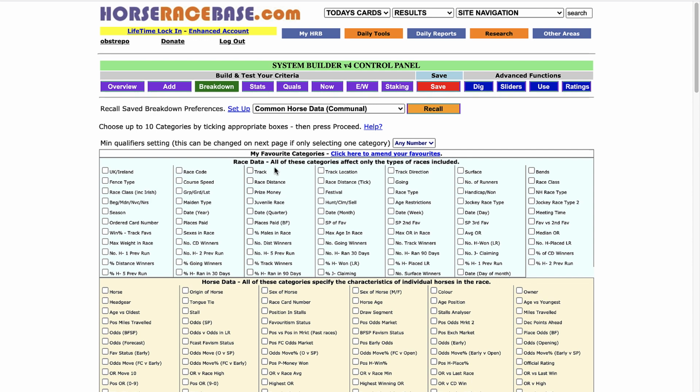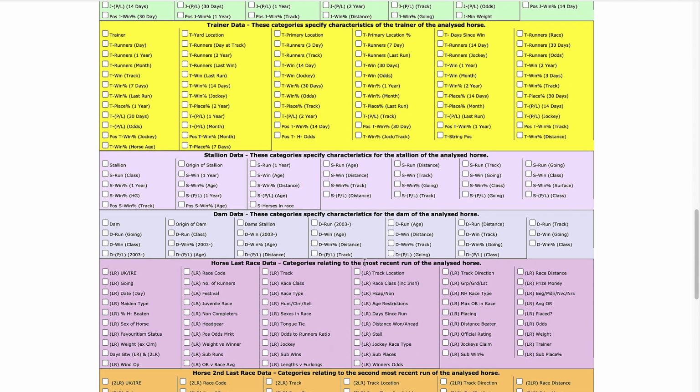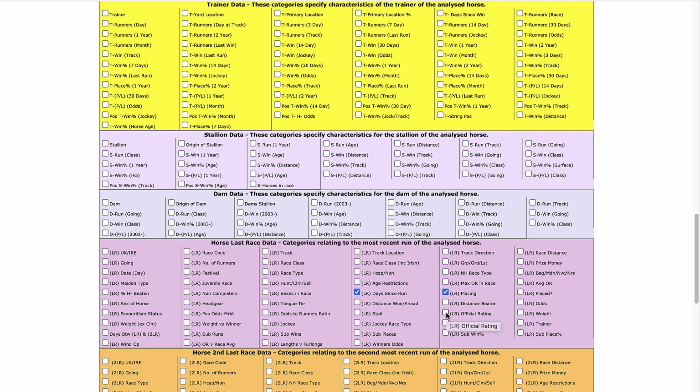One thing I do find frustrating about Horse Race Base is it doesn't remember what criteria you had there, which would be really handy. But we've already done UK and Ireland, so I won't put that one on there again. So I have the race distance. We had number of runners, handicap, race class. We had the headgear, sex of the horse, horse age, Betfair SP. We had days since last run. And because we've got an extra space available now, I'm going to put the last runner placing as well. So that's where the horse finished on its previous run.